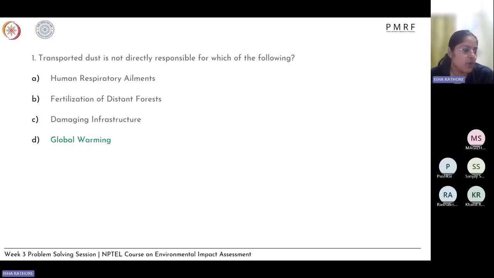Okay, so D, global warming is the correct answer. Transported dust can lead to human respiratory ailments if it goes through our breathing airway. It can fertilize distant forests because of the pollinators and things which are present along with this. Then it damages infrastructure and causes friction and wear and tear if it's present on surfaces where it should not be present. But this is not directly related to global warming. So D is the correct answer.